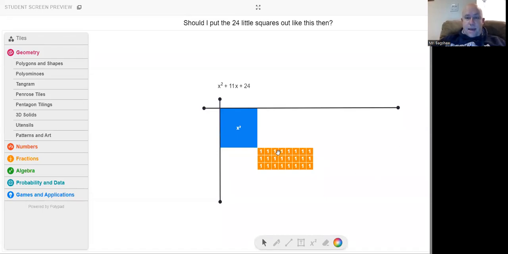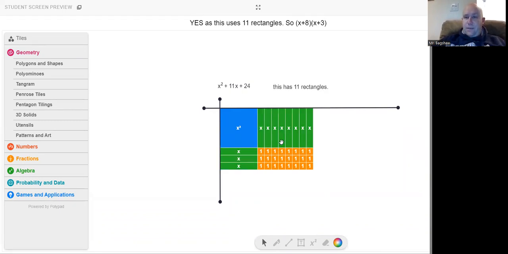And I'm going to try 3 by 8. So I can see I've got 8 squares across the top, which means that I would have 8 rectangles, 1, 2, 3, 4, 5, 6, 7, 8. And across the side here, I'd have 1, 2, 3. And 8 plus 3 is 11. So actually, I have my correct answer for this question. And you can see the factors at the top here.